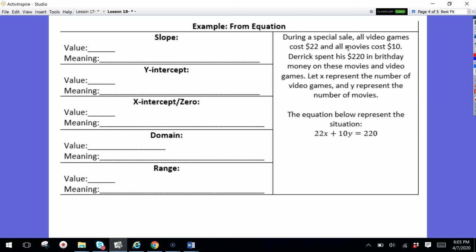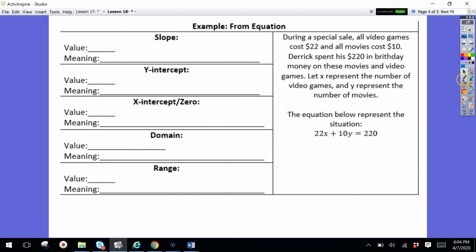So let's first talk about why this is a situation that's linear. Well, there is a relationship here between the amount of video games and the amount of movies. The more video games you buy, the fewer movies you buy, and so forth. There's a constant relationship here, a ratio. So therefore, this is a line. And this is the equation, because video games cost $22, so x means video games, and movies cost $10 a piece, and this is my total.